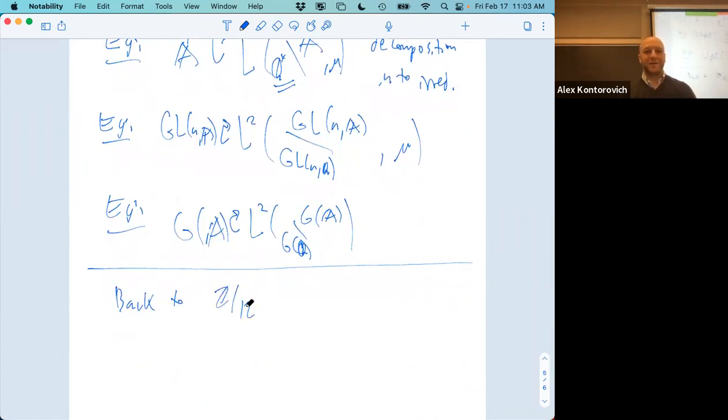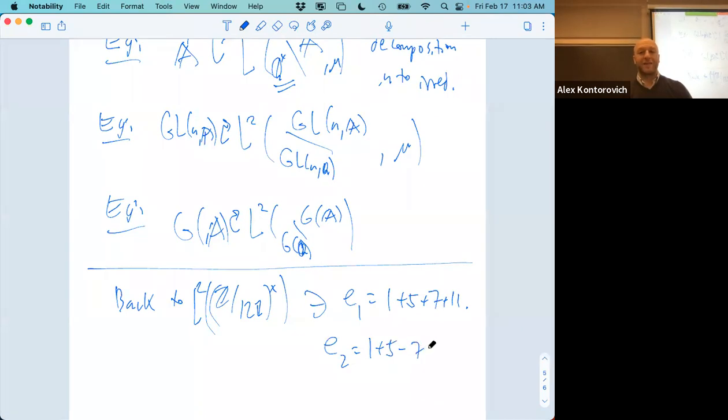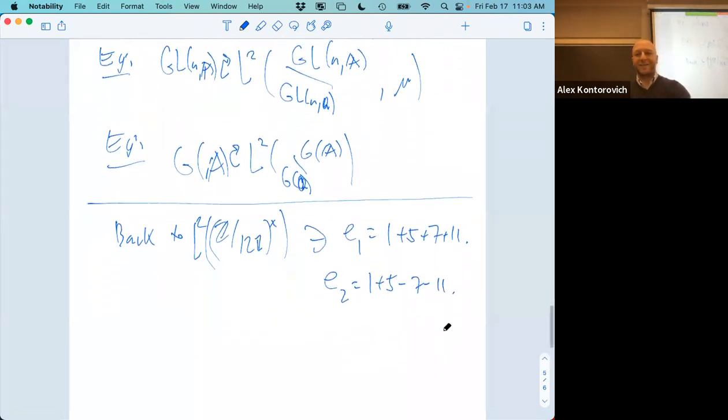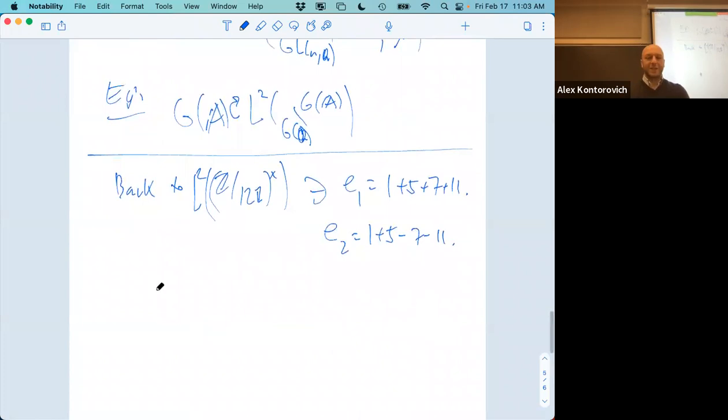Back to Z mod 12 Z cross and the L2 of that. We found in here the vector E1, which is 1, 1, 1, 1, the indicator of 1, 5, 7, 11. And now we're suggesting another vector, E2, which is 1 plus 5 minus 7 minus 11. Let's check.